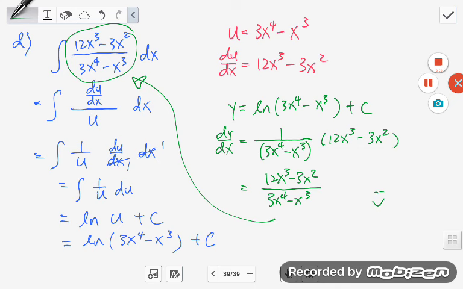Substitution is a very helpful technique, right? Please pay attention to your math notations, okay? We need to know our math notations, right?